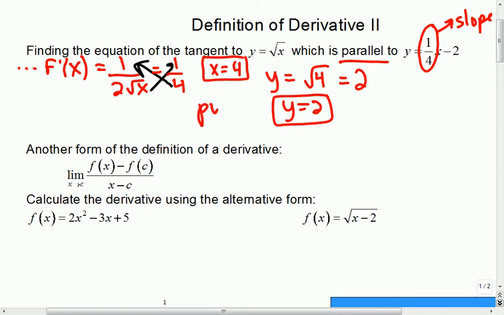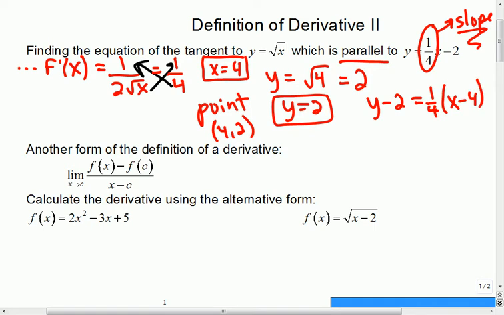Now I have a point, which is (4, 2), and I have a slope. So I can use that to figure out what's the equation of the tangent line that's parallel. So it'll be y minus 2 equals 1/4 (x minus 4). So y minus 2 is 1/4 x minus 1. So I believe we're going to have y equals 1/4 x plus 1.